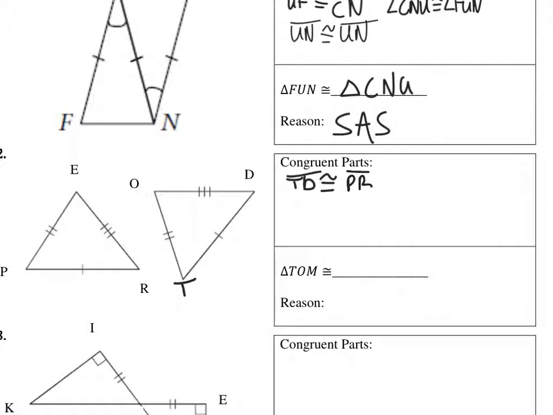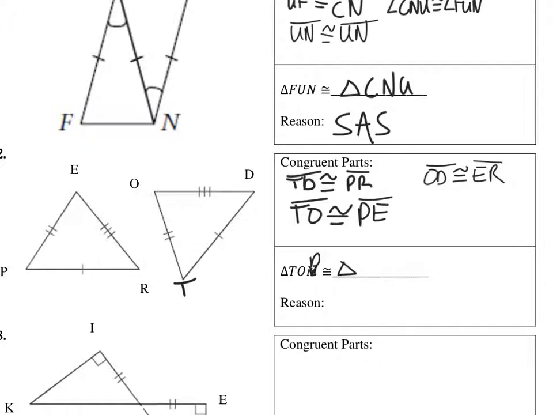Then the double mark sides, we have TO, and that is congruent to PE because they both have a double mark. And the triple mark sides here, we got ER and OD. So OD is congruent to ER. And so we've got 3 sides congruent, 3 pairs of sides. And again, this is a little goofed up. We'll just call that TOD.